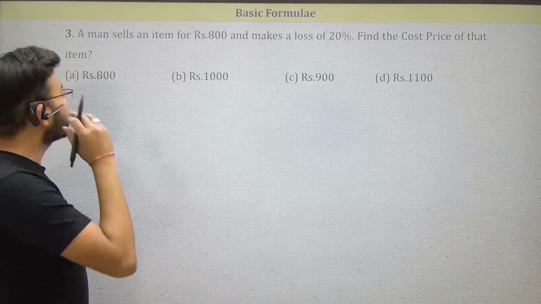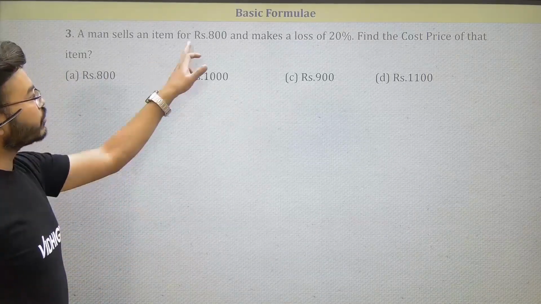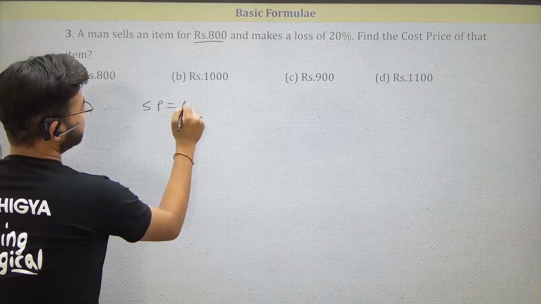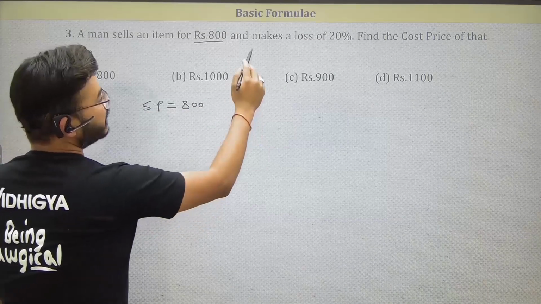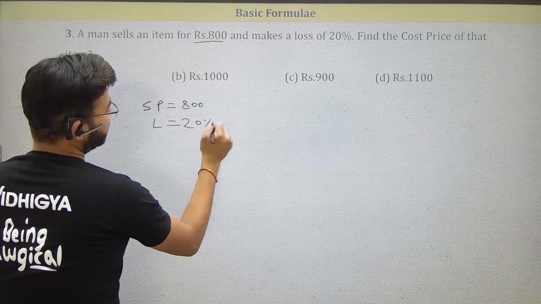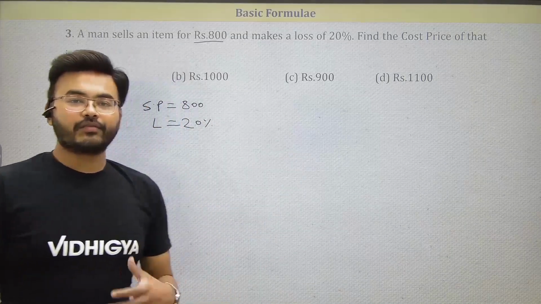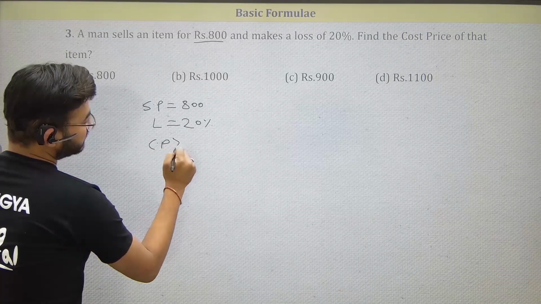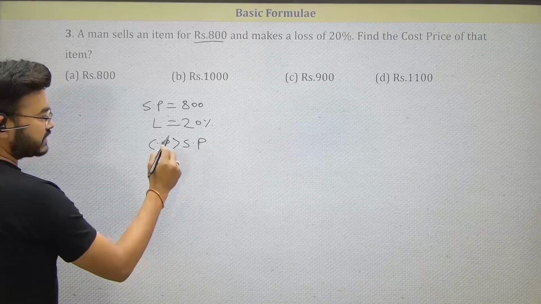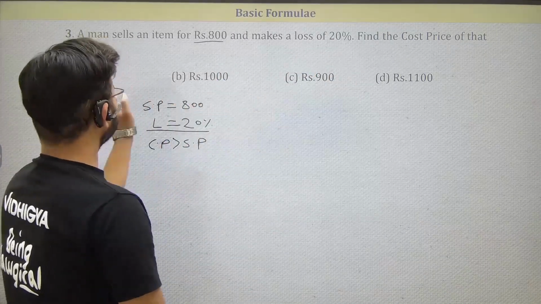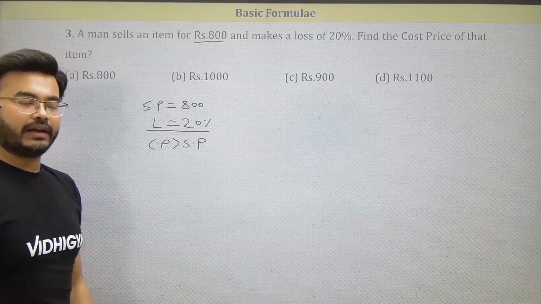Next question. A man sells an item for rupees 800. Again, the selling price is given to us. It is 800 rupees. He makes a loss of 20%. Now this time loss is 20%. And remember, whenever we are making a loss, that means that cost price is greater than the selling price. That's why we are making this loss. We need to find the cost price of that particular item.